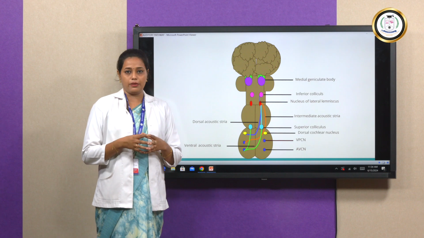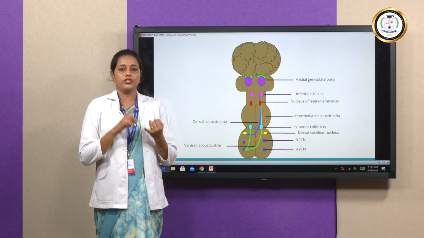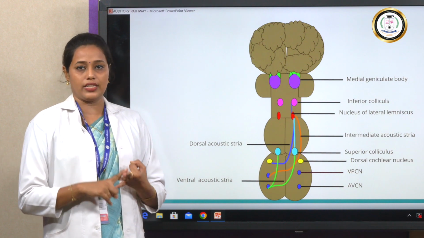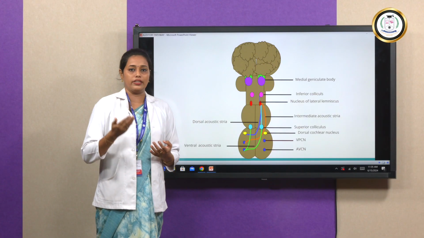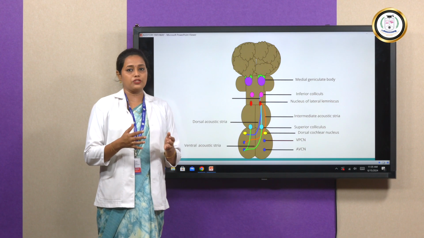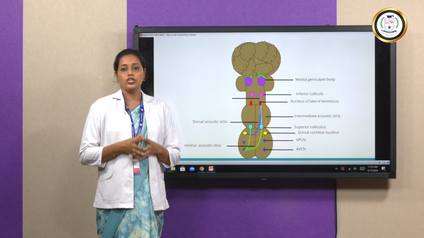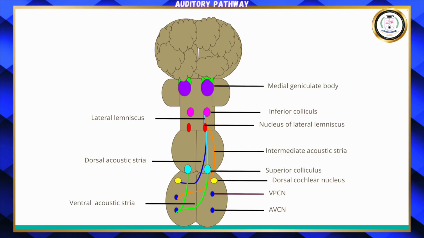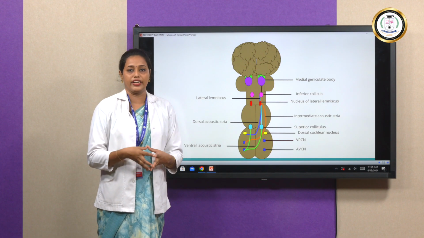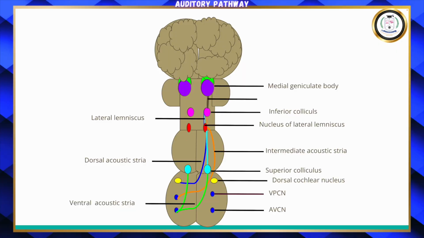After reaching the lateral lemniscus, these three, that is the dorsal acoustic striae, the intermediate acoustic striae and the ventral acoustic striae, will leave the nucleus of lateral lemniscus and reach the structure called inferior colliculus. When they are reaching the inferior colliculus from the nucleus of lateral lemniscus, together they are called as lateral lemniscus. And then this inferior colliculus is getting connected to the medial geniculate body in the thalamus. So that connection is called as brachium of inferior colliculus.